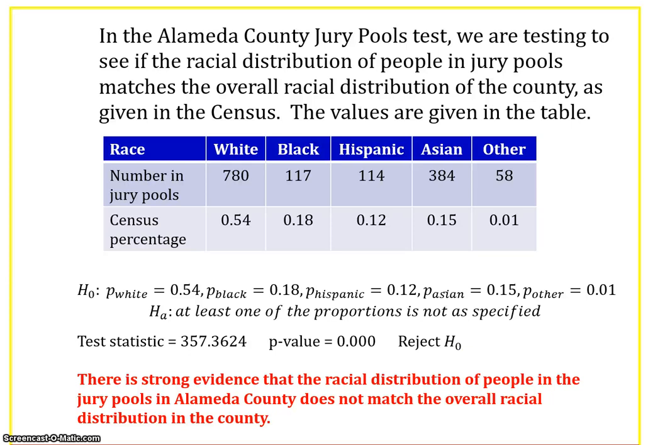I hope this video is helpful as you get started using the chi-square goodness of fit test. It's a very useful test in situations in which we're interested in one categorical variable with more than 2 categories. And so that means that there'll end up being more than one proportion that we need to make hypotheses about.